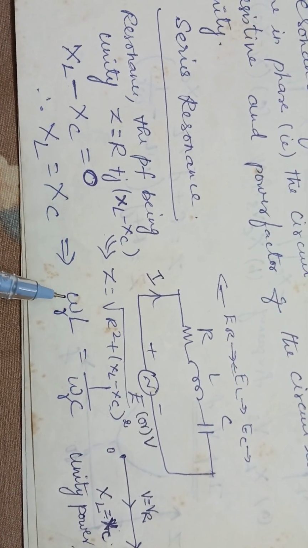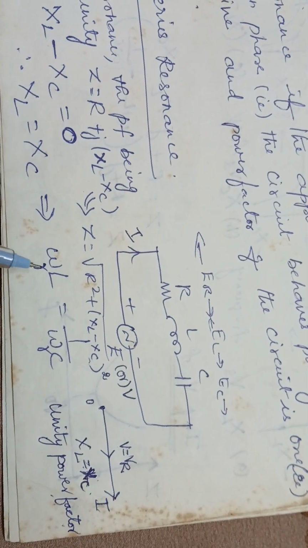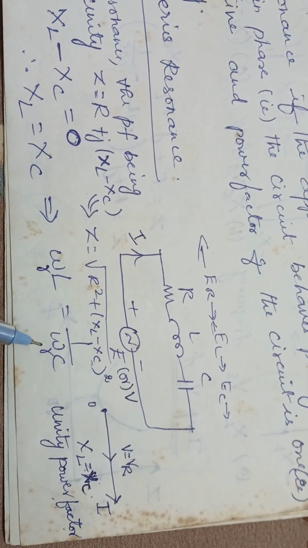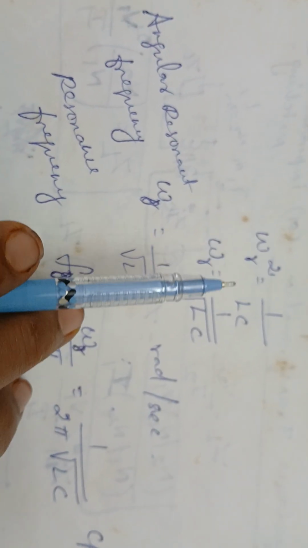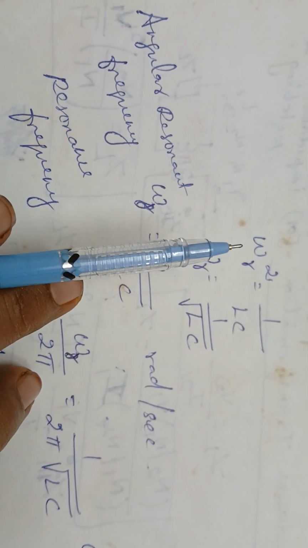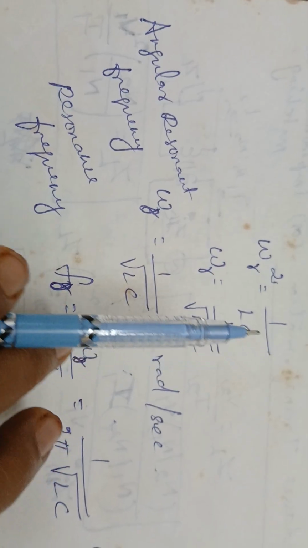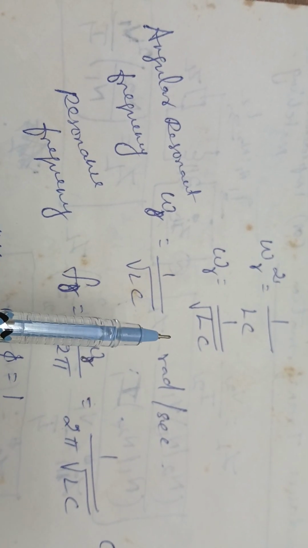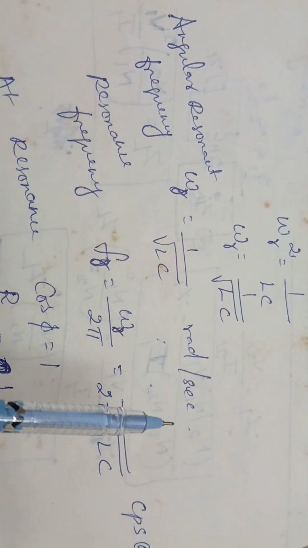So we will write it as omega L. The resonant condition is omega R L is equal to 1 by omega R C. Here XL is equal to XC, substituting those values, we get omega R square is equal to 1 by LC. So omega R is equal to 1 by root of LC. So the angular resonant frequency omega R is equal to this, in radians per second.